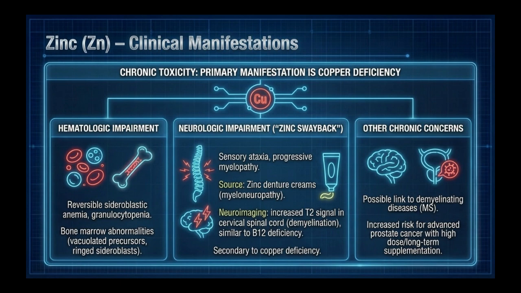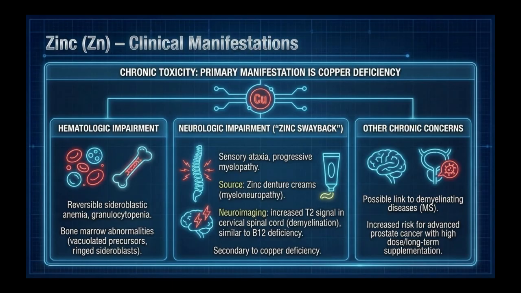A common source of unintentional zinc exposure has been found in zinc denture creams, which can contain significant amounts of zinc. This excess zinc can lead to a condition known as myeloneuropathy. Neuroimaging studies in affected individuals frequently reveal increased T2 signal intensity in the dorsal columns of the cervical spinal cord, a finding similar to what is observed in vitamin B12 deficiency. This pattern suggests Wallerian degeneration and demyelination of nerve fibers.